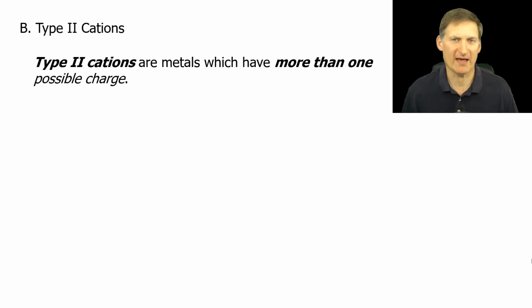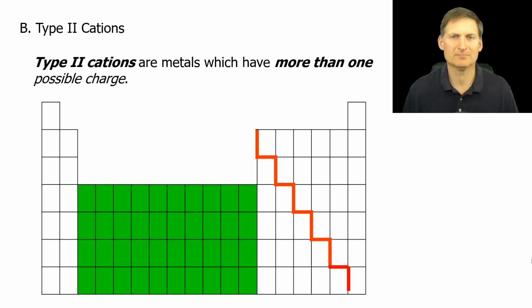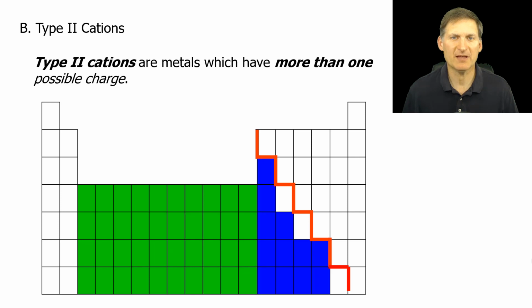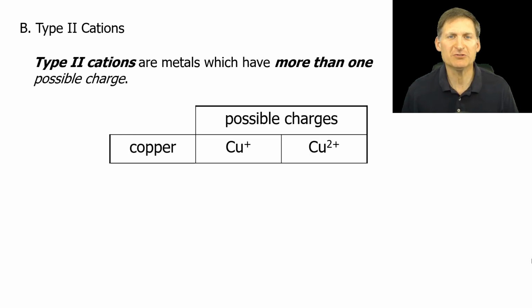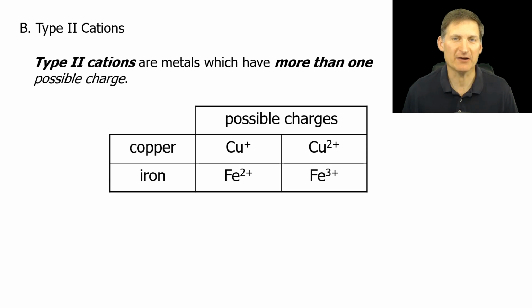On now to type 2 cations. These are monatomic cations with more than one possible charge. Those that are type 2 are generally the transition metals and the post-transition metals. There are exceptions, such as the silver, zinc, and aluminum we've already seen. Having said that, there are only two type 2 elements I'd like you to memorize. The first is copper, and you should know it can be a +1 or a +2. The next is iron, which can be +2 or +3.